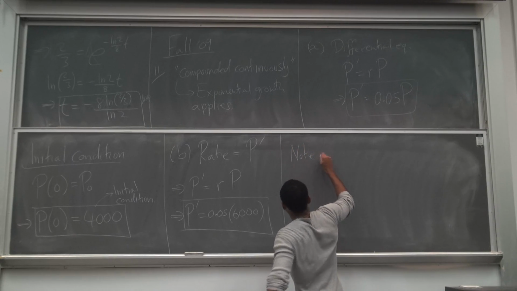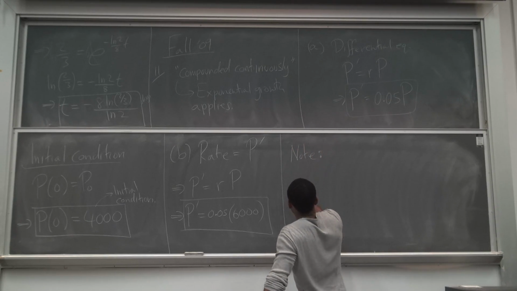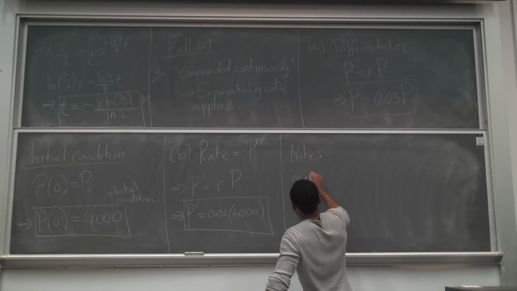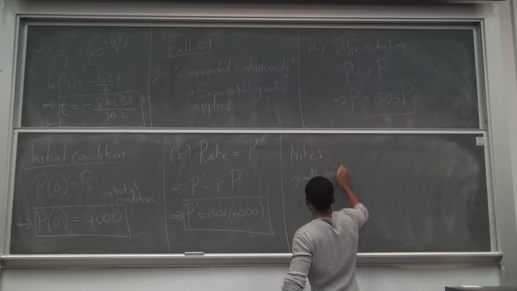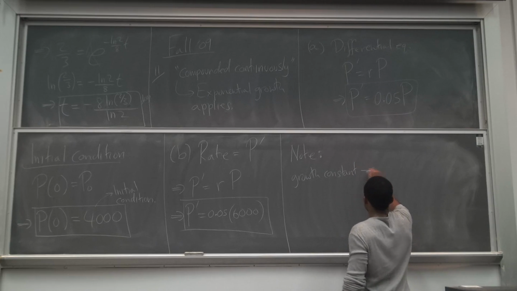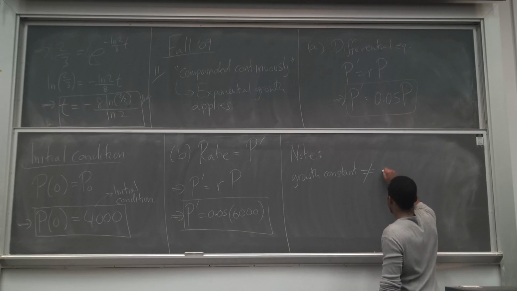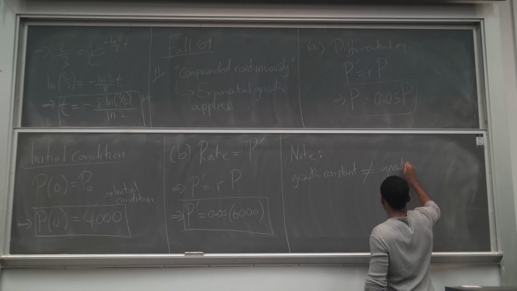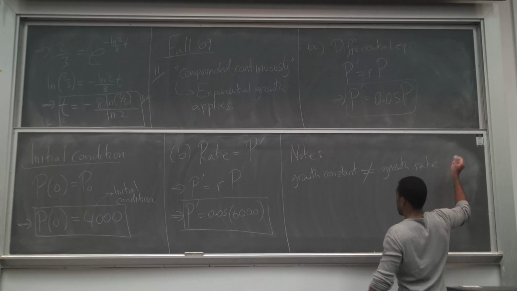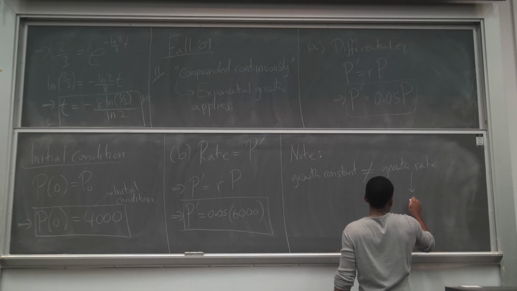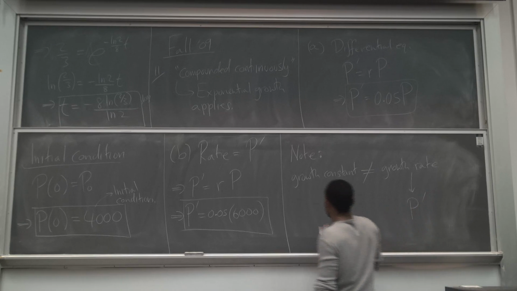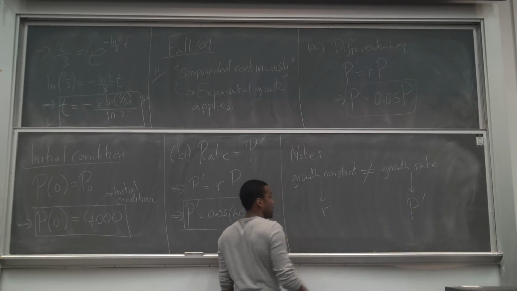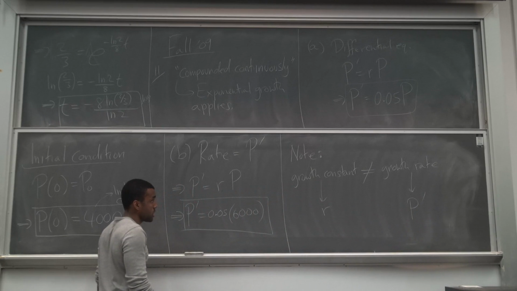Let me emphasize that. I wrote it on the handout, but let me emphasize it. The growth constant is not the same as growth rate. It might sound confusing, I know, but rate is always referring to a derivative. Growth constant is referring to the R value. So you have to be careful sometimes when you're reading these things.